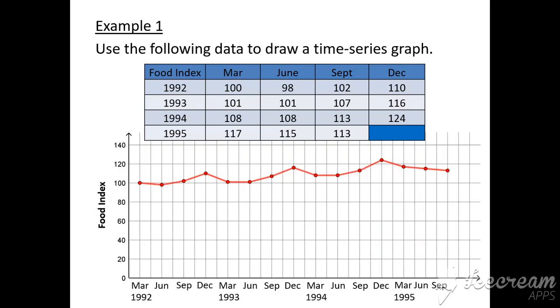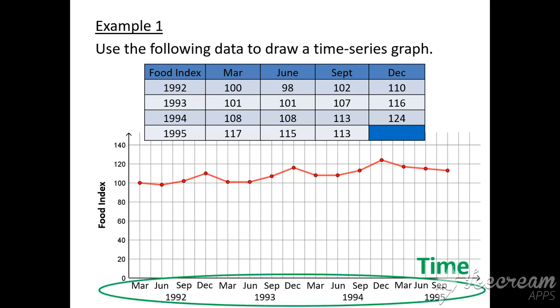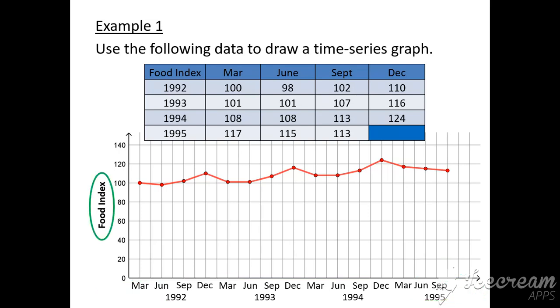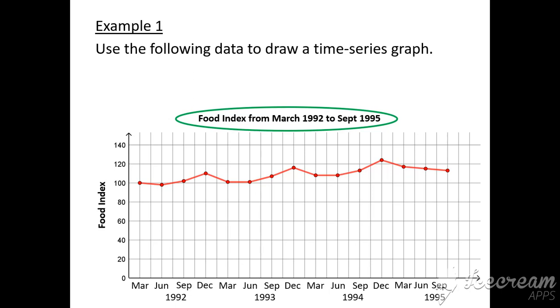Right, well, here's what the time series graph looks like. On the x-axis, we have the time. Always put the time on the x-axis. Now, in this example, we're starting in March of 1992, and we're going up every 3 months. So March to June, June to September, September to December, December to the following March, which is the next year. When we go up every 3 months, we call that a quarter of a year, and in business, it's often referred to as quarters, business quarters. On the y-axis is the quantity, which is the food index. And there is a title on the graph, which we've hidden underneath the table.